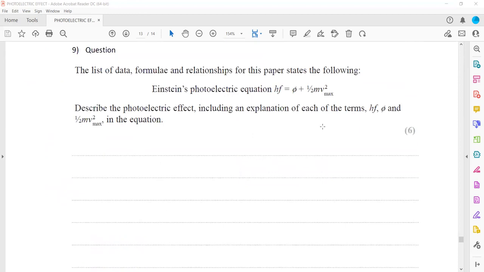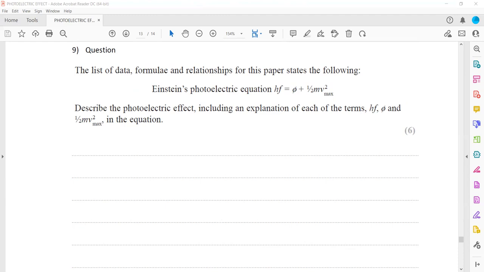In question 9, the list of data, formulae and relationships for this paper states that according to Einstein's photoelectric equation, hf is equal to phi plus half mv square. Describe the photoelectric effect, include an explanation for each term such as hf, phi, and half mv square in the equation, for 6 marks. So your answer should be in a proper manner. You should use the specific terms.